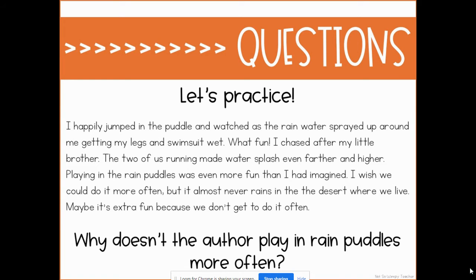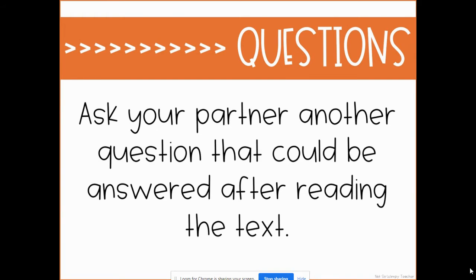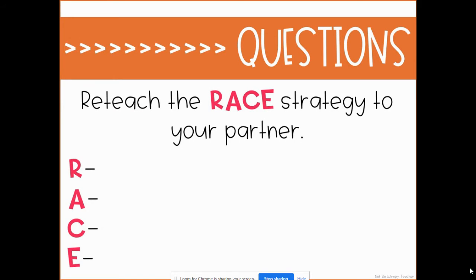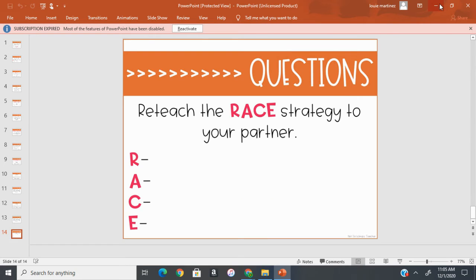How do you know that they're playing in the rain? You can see that it's talking about, I know this because it talked about the author jumping in the puddles and watching the rainwater spray up around him. All right, let's go to the next thing. Since we aren't together, I'm not going to make you do that part, but let's get our book out now. We're going to reteach the RACE strategy to our partner, but we're actually going to reteach it to ourselves. So let me get the camera up here.